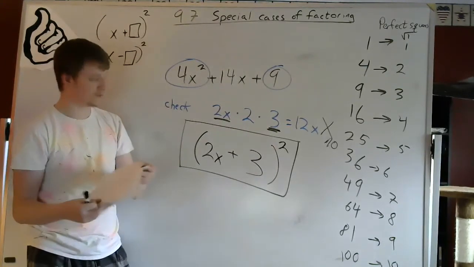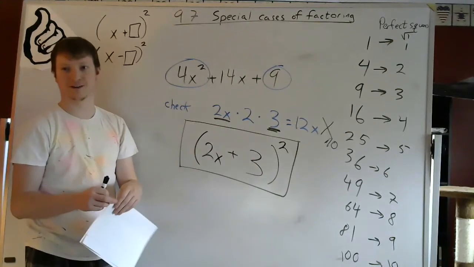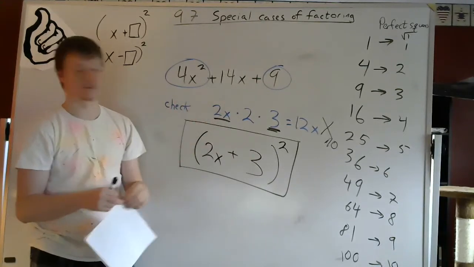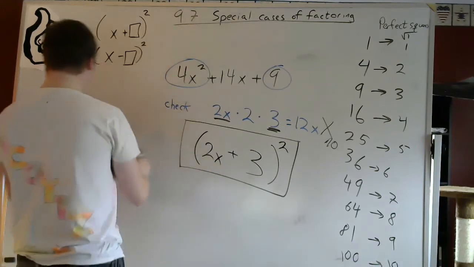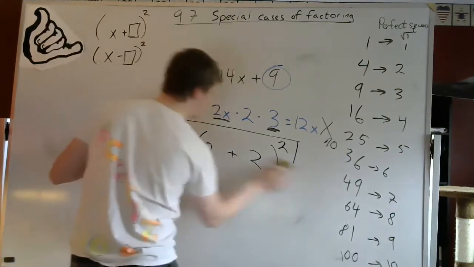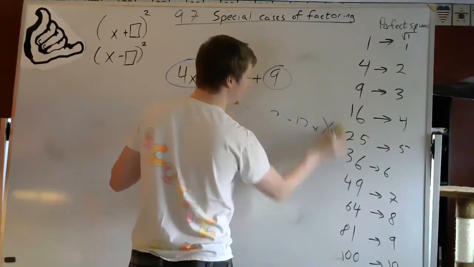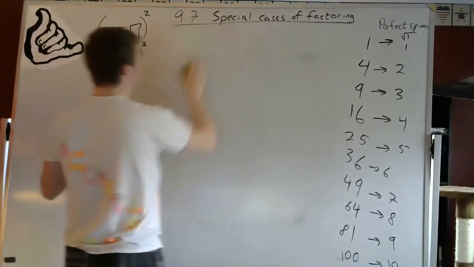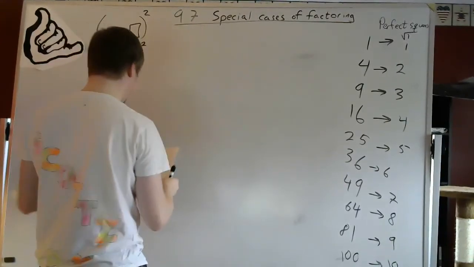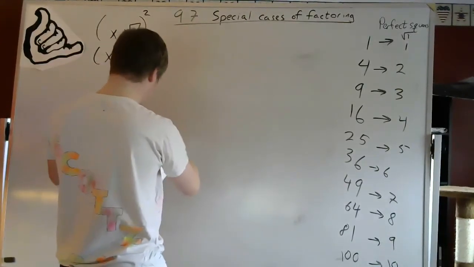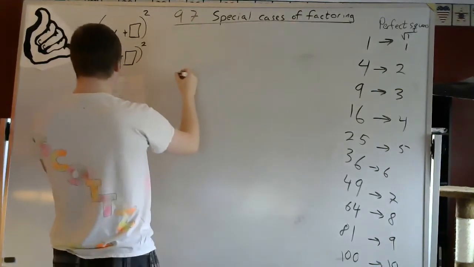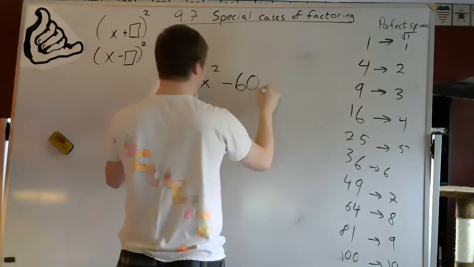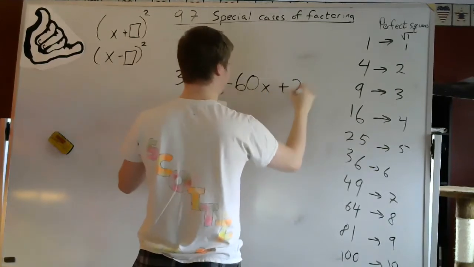So this is the mushroom on Yoshi's level, okay? This is how good this skip is. Let's do one last one of this skip, or this special case. And then let's take a look at the big one, the really good one. All right, 36x squared minus 60x plus 25.